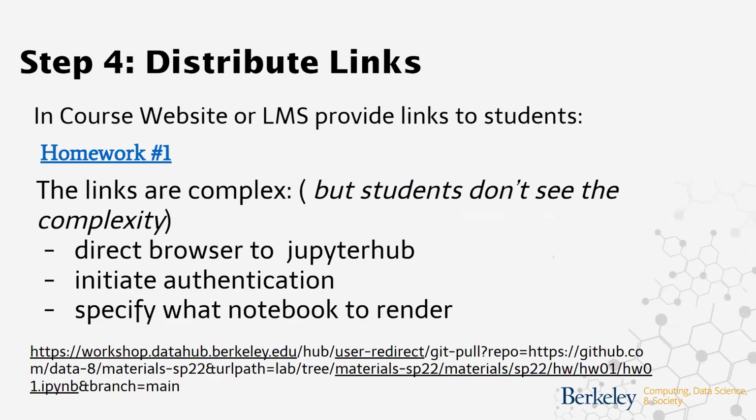So you distribute these links. It's a very long, complex link that says, hey, open up this DataHub, open it up under whatever the person's name is. So this user redirect part says, if I'm logged in as Eric VD, it will log it in as Eric VD's. And then do this git pull. That's why we need to use GitHub, because we haven't figured out how to make Google Drive work yet. Someday we will. So git pull from a public repo.